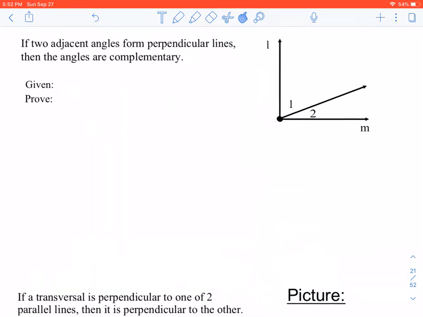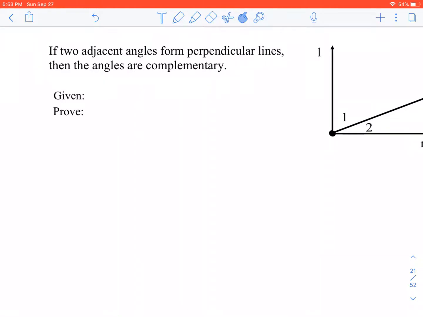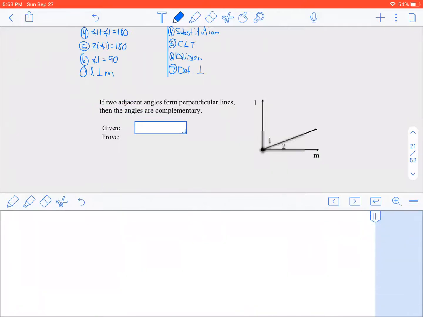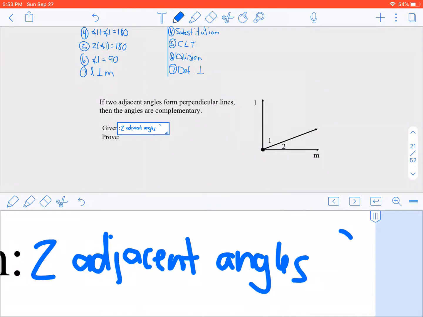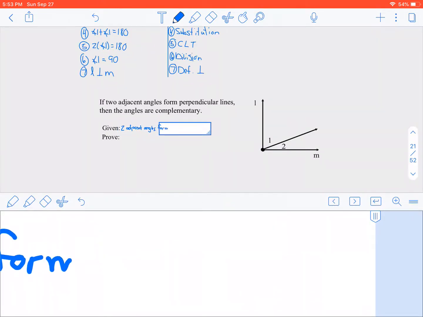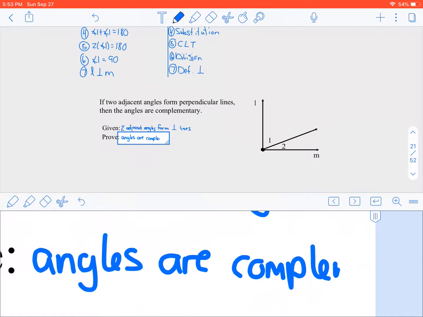Second proof, two adjacent angles form perpendicular lines, and the angles are complementary. So given, two adjacent angles form perpendicular lines, we are going to prove the angles are complementary.